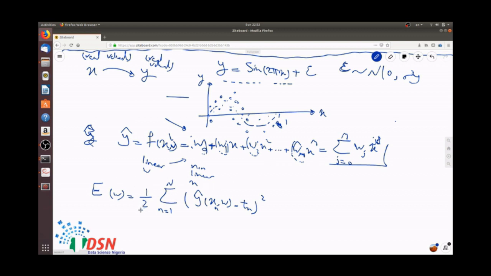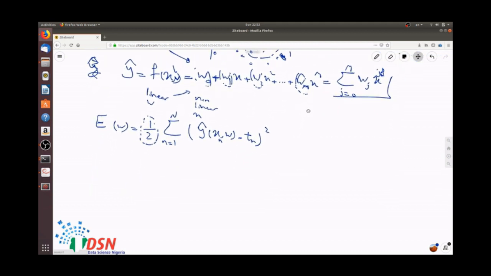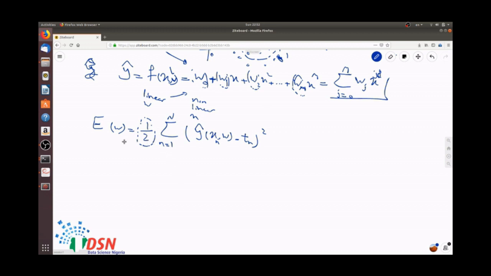So this 1/2 is not very important. It's just for the convenience of mathematics, so it is not very important. You could ignore it actually. So with minimizing this error based on E, you could derive a value for the W's. For this, you could take the derivative from this and make it equal to 0, and then derive your estimation.